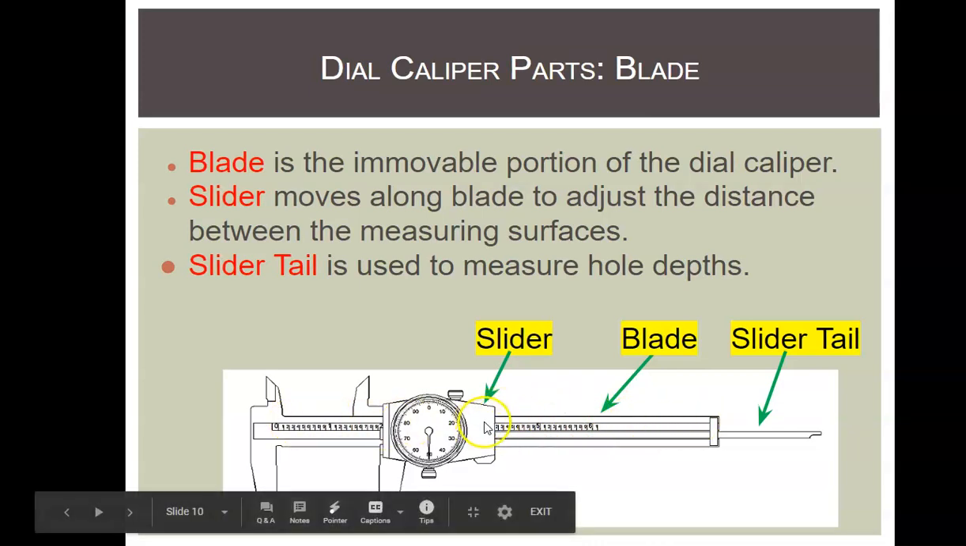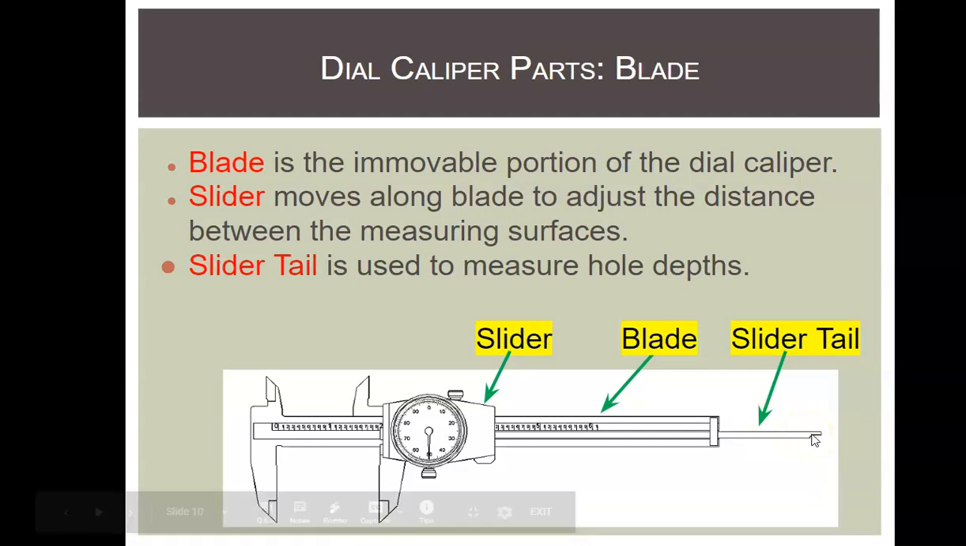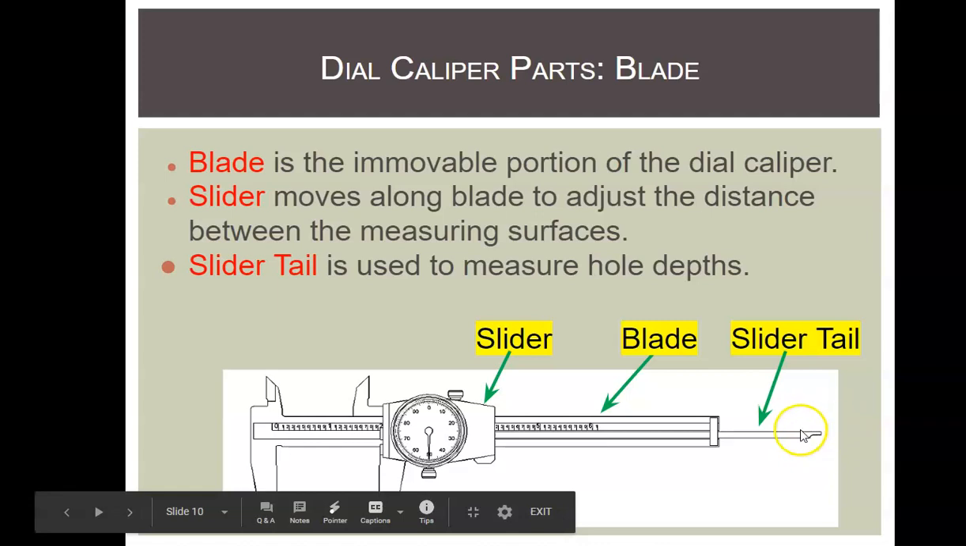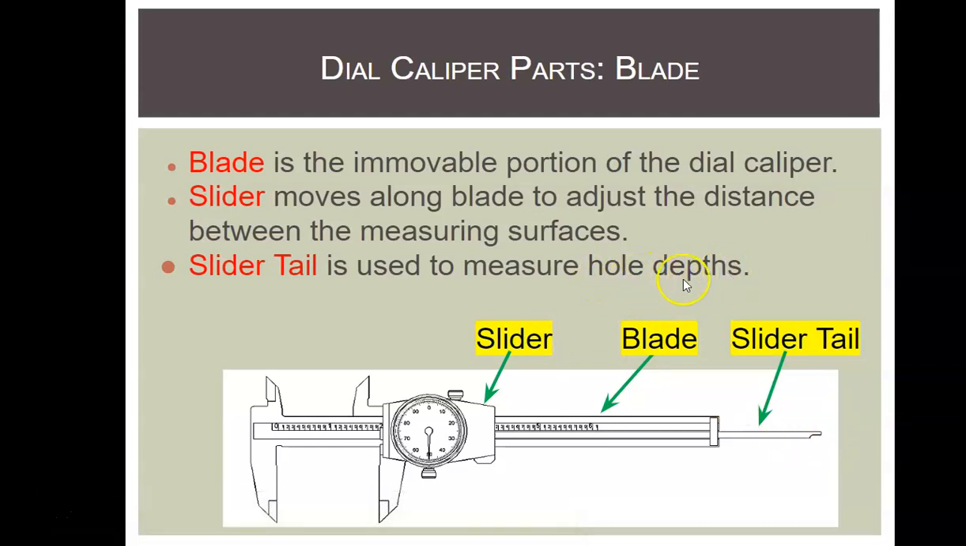Your slider, this whole contraption right here, slides along the blade. And as you slide it, you have this slider tail. This piece right here is connected to this. If you're not careful when you're sliding this back and forth, I have actually seen people hit each other with this or poke each other in the face with it by accident. You've got to be mindful of where this tail is coming out. But that's normally used to measure things with depth, like a hole.